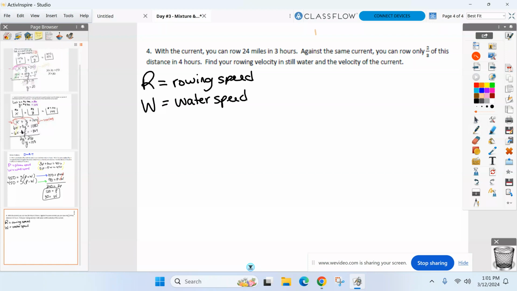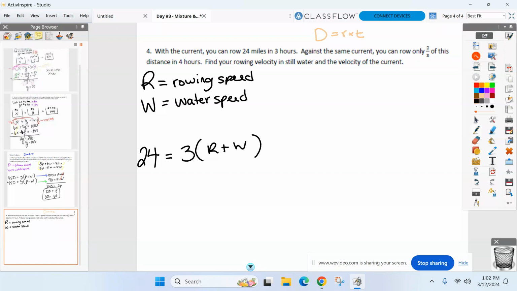And just a reminder, distance equals rate times time. All right, let's go with the current now. With the current, what's my distance? 24, right? How long does it take me? What's my time? 3 hours. Now, what's my rate? What's going to go in there with the current? Just like I went with the wind in the previous problem. They're going together, right? So rowing plus the water. Done. There's number one.